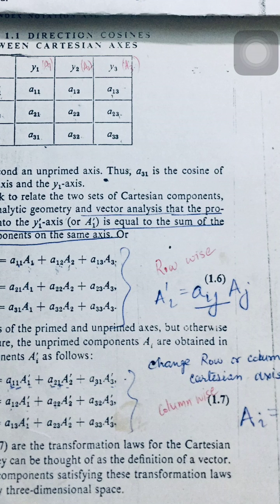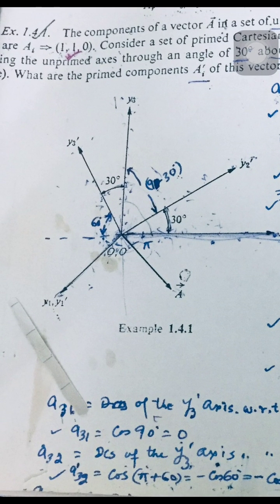Now one more example we have to see. This may be asked in the examination many times. What is this example? The components of a vector A bar in a set of unprimed Cartesian axes are given as a_i, meaning a1, a2, a3: a1 is 1, a2 is 1, a3 is 0.